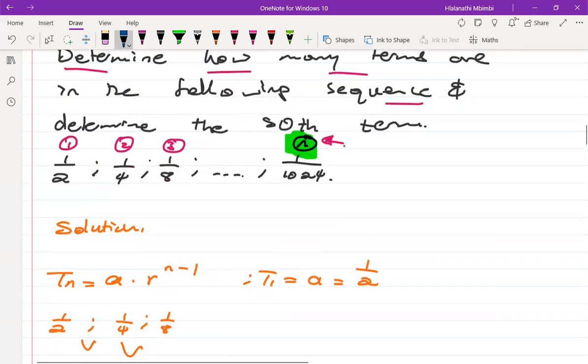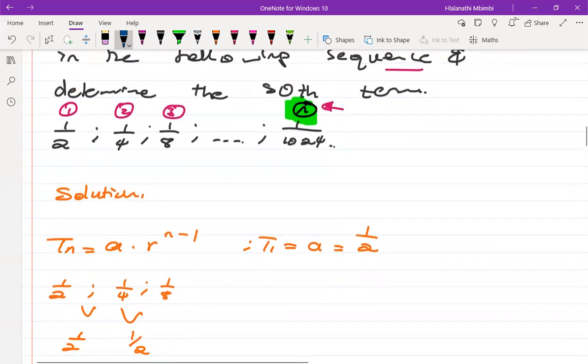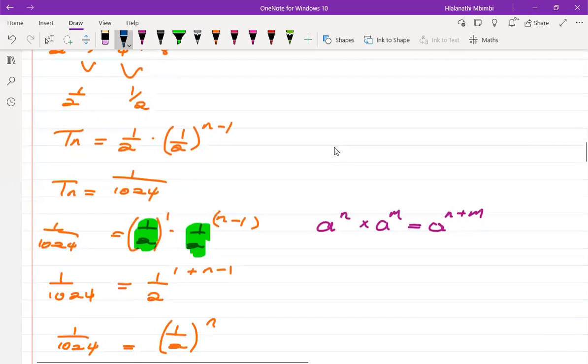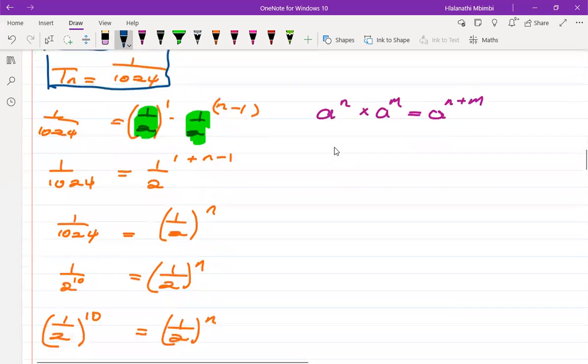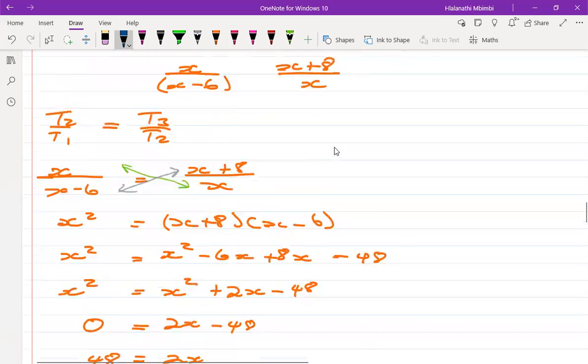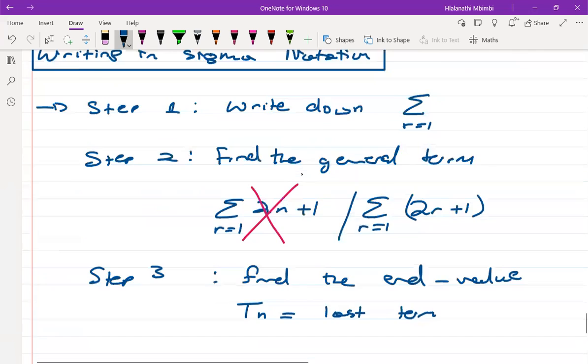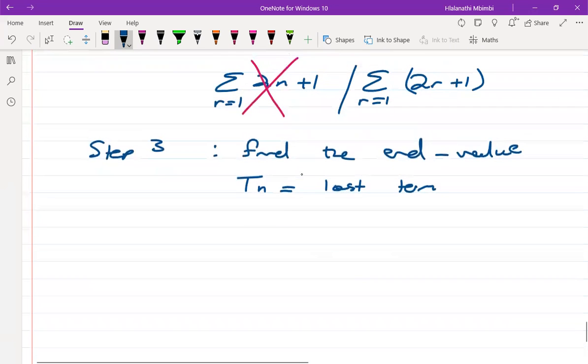This is what we were doing here when we were finding the last term, the end position. We just took that term, set Tn equal to the last term, and solved for n. And that's your last step in trying to write things in sigma notation.